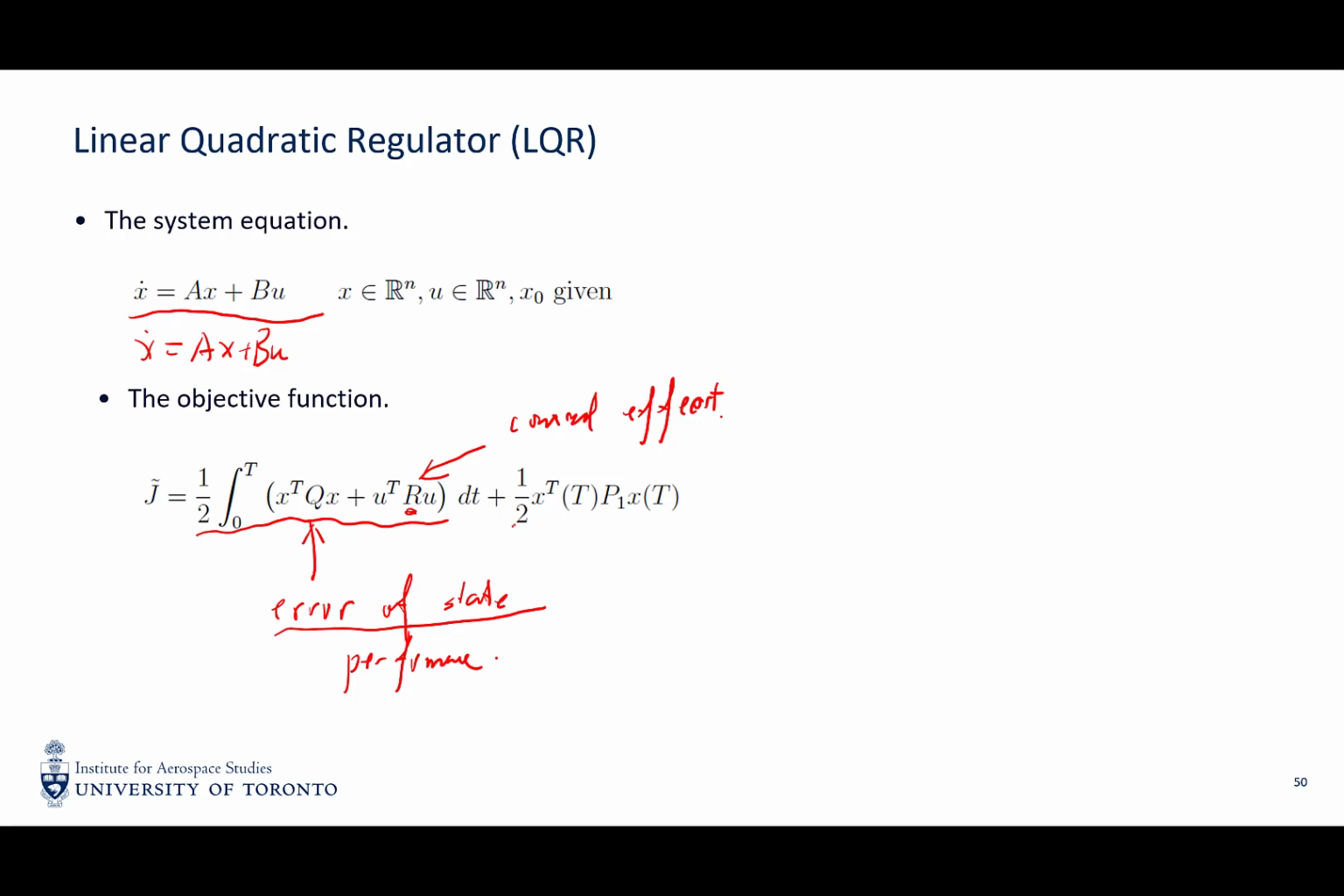And now the final term is called the terminal error. So we also have a penalty if you do not reach the terminal state. Then the problem here is: how do we design U such that this J is minimized?